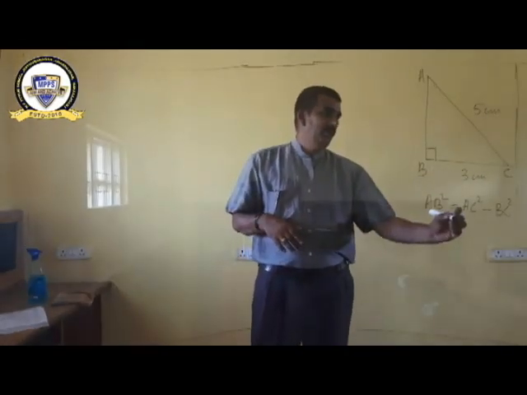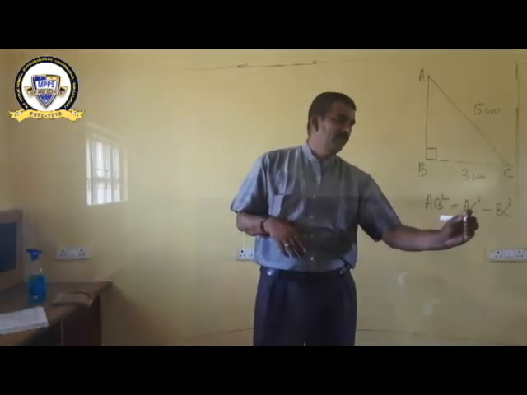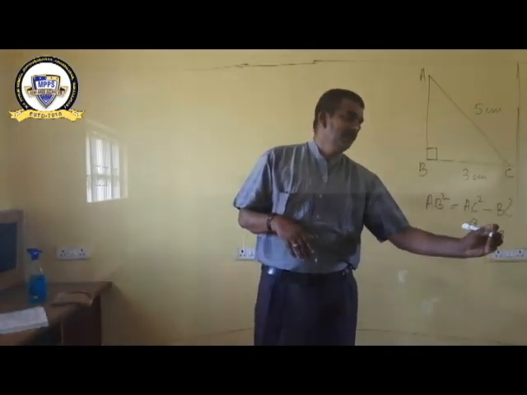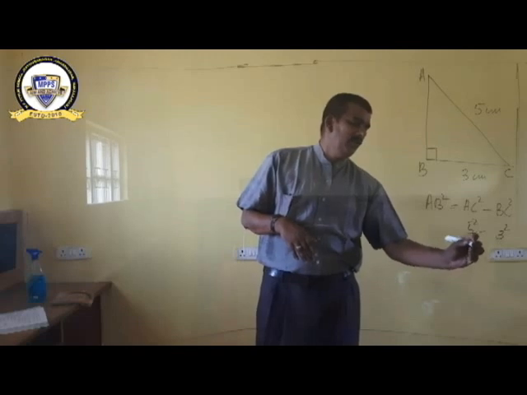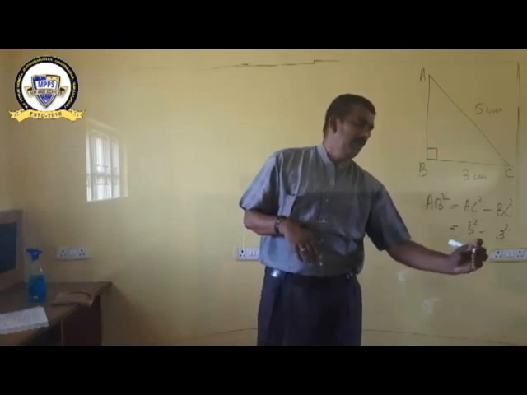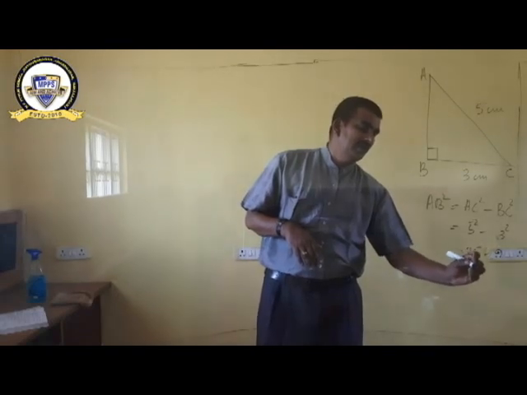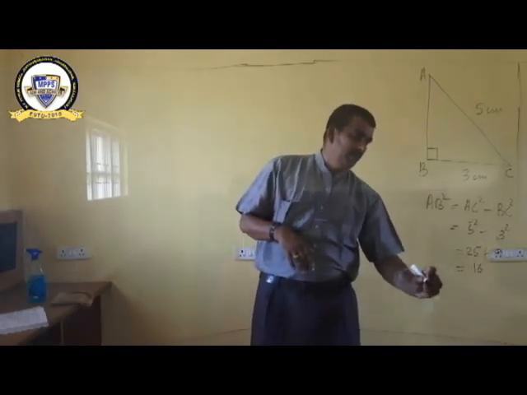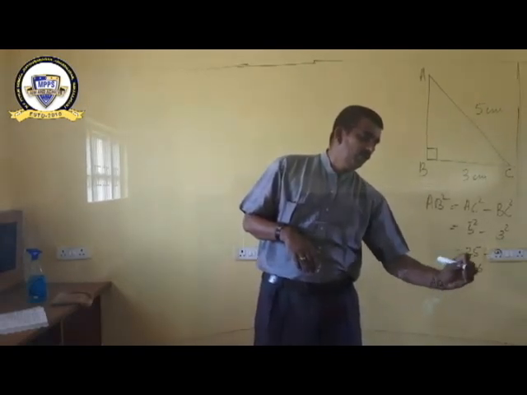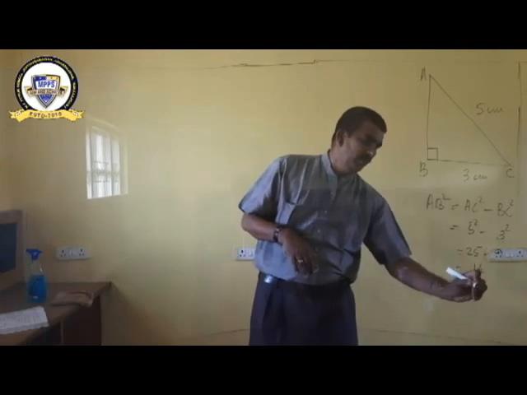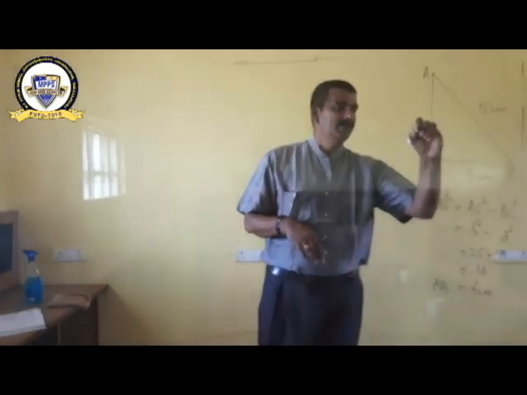BC square, AC square is 5 square minus 3 square, that is 25 minus 9, that is equal to 16. So AB is equal to root of 16, that is equal to 4 centimeter.